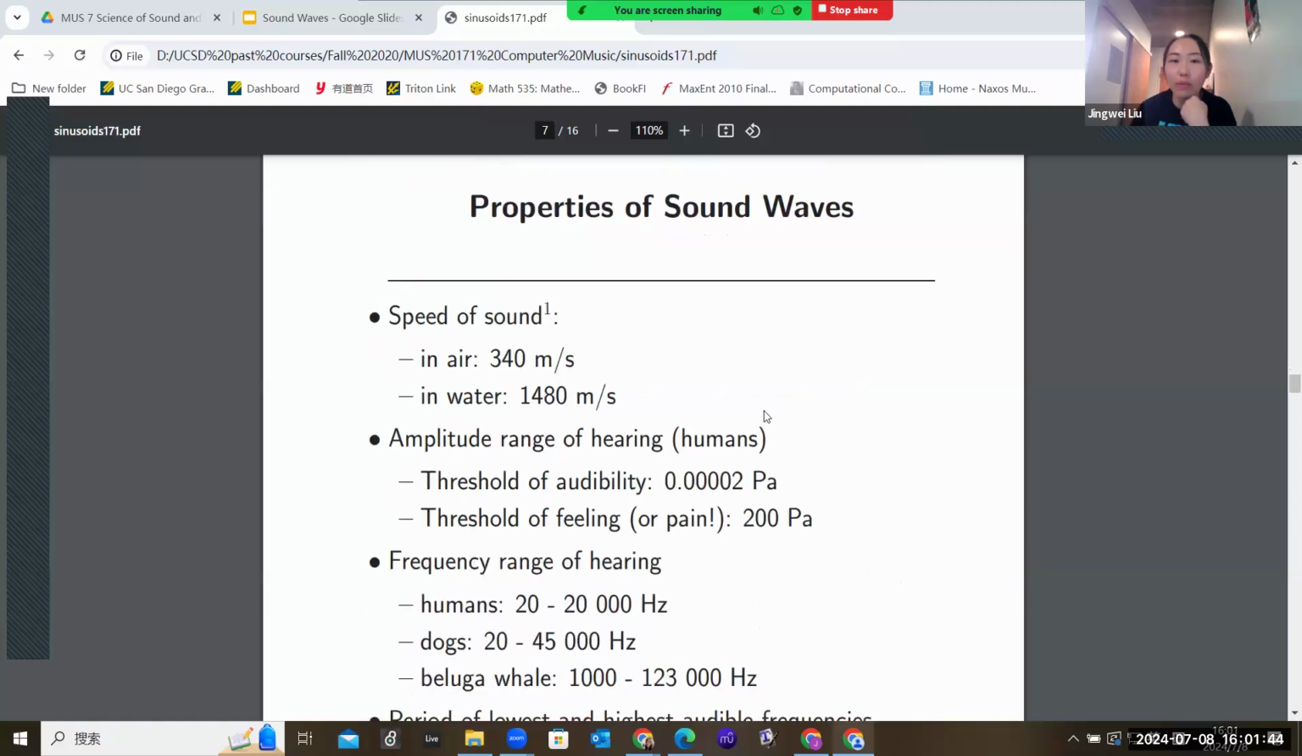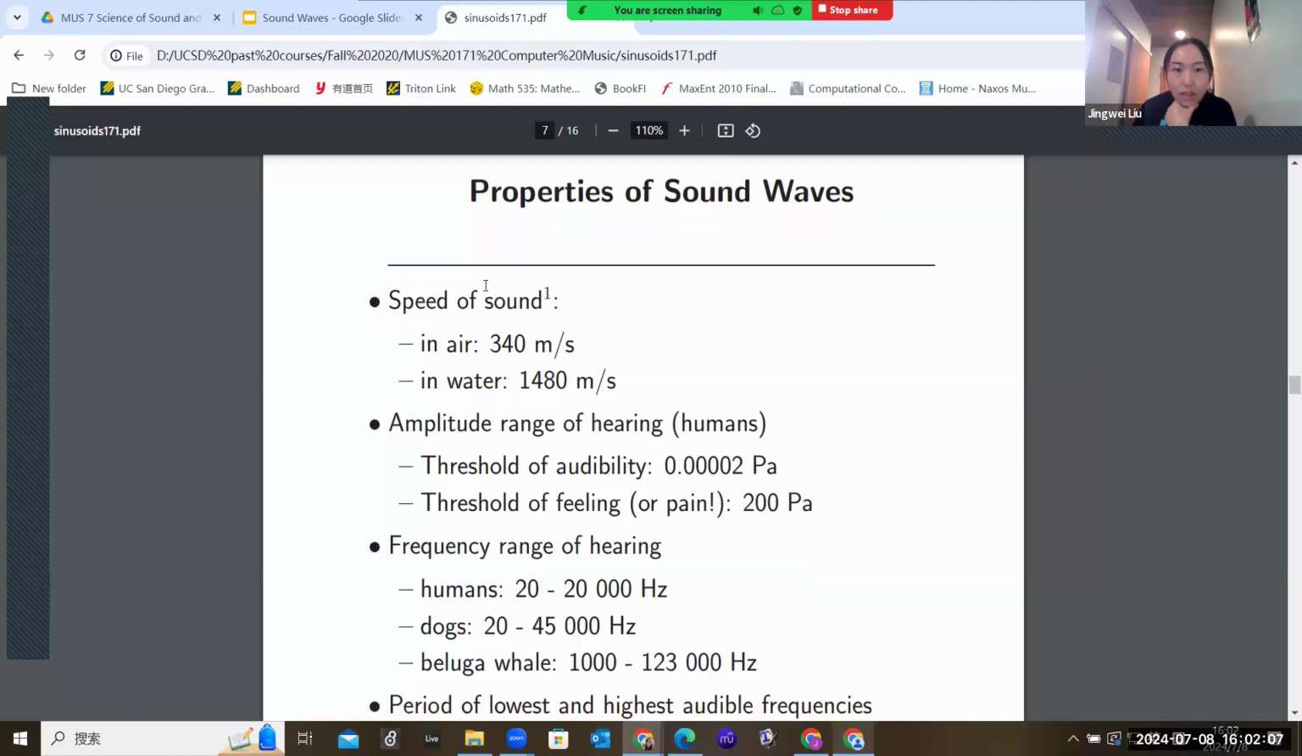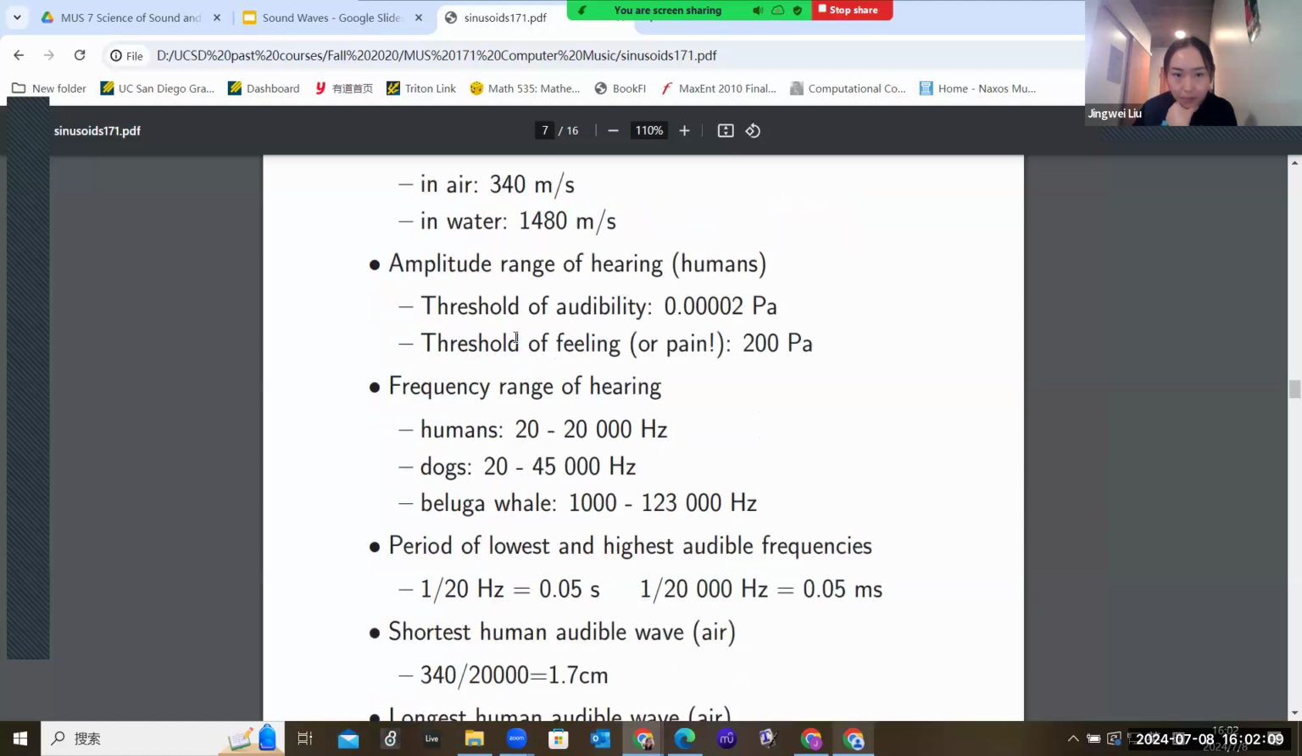Okay, so we already talked about the different speed of sound waves in different transmission media. In air, it's this number, 340 meters per second. In water, it's much faster, and in solid, it's even faster. It reaches like 3 kilometers or even 5 kilometers per second in steel.